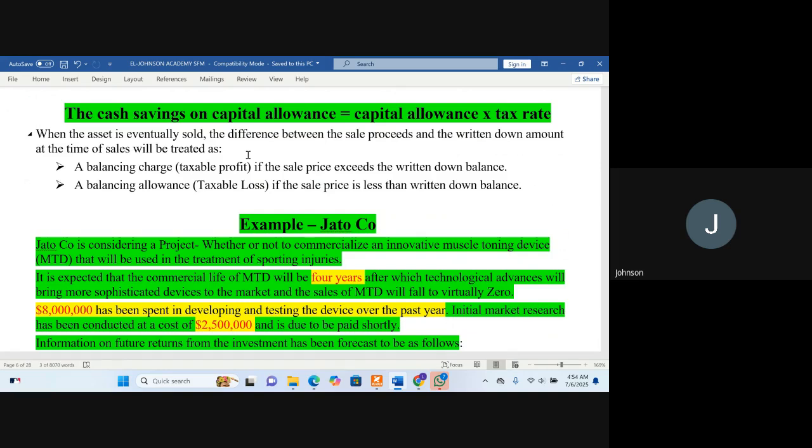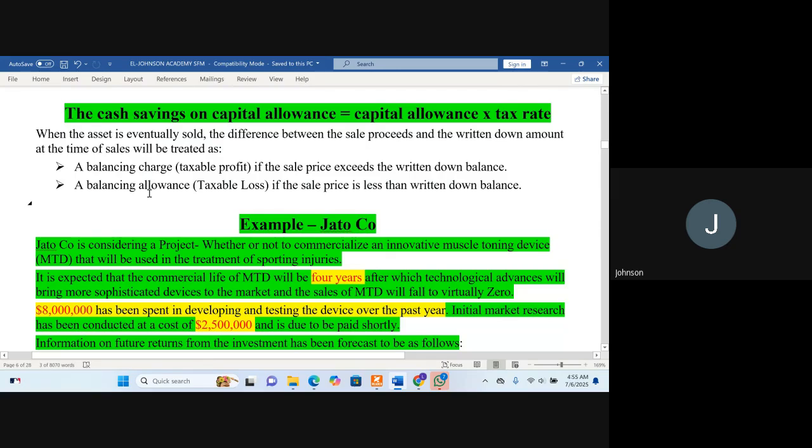We already understand how to get our cash savings on capital allowance. It's just our capital allowance multiplied by the tax rate. But before you get your capital allowance, there are some things that you need to understand. We say, number one, when the asset is eventually sold, the difference between the sales proceeds and the written down amount at the time of the sale will be treated as either a balancing charge or a balancing allowance. So how does it come into play?